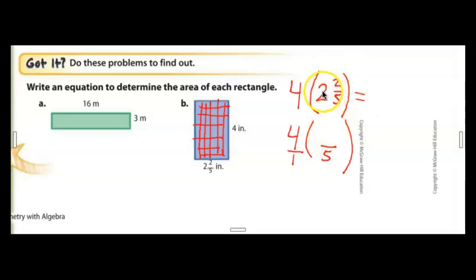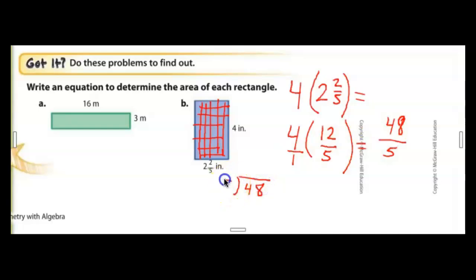Very good. The numerator is actually going to be 2 times 5 is 10 plus 2. So it's going to be the improper fraction of 12/5. So now we're just going to multiply the numerator, multiply the denominator. 4 times 12 is what? Very good. That's 48. 5 times 1 is 5. So now we need to divide 48 by 5.